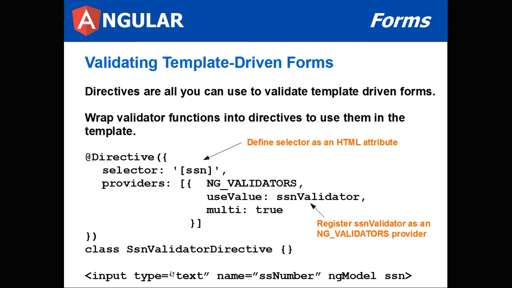So this input markup will say I have a name ssn, social security number. It's part of my model, and this is my validator. So what will happen is the ssn selector is used to point to the SSN validator, and that validator is used to validate my number.